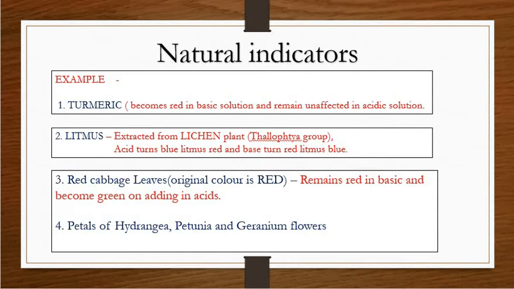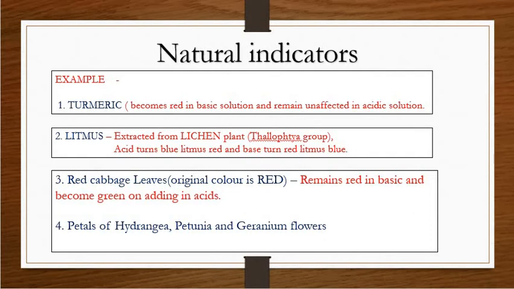Examples are: number 1, turmeric. You all know turmeric's original color is yellow, and when turmeric is added to a basic solution, it becomes red in color. So if the solution becomes red, that means the solution is basic. And when turmeric is added to an acidic solution, it remains unaffected.